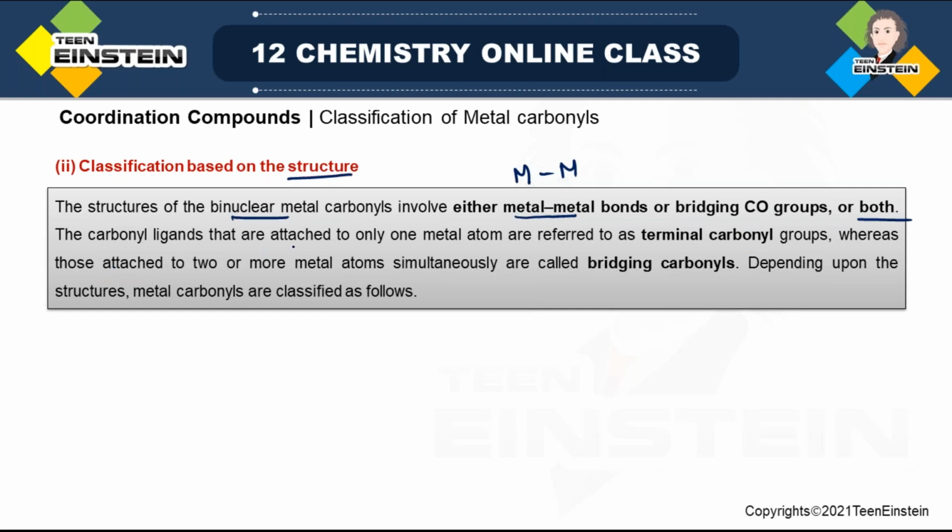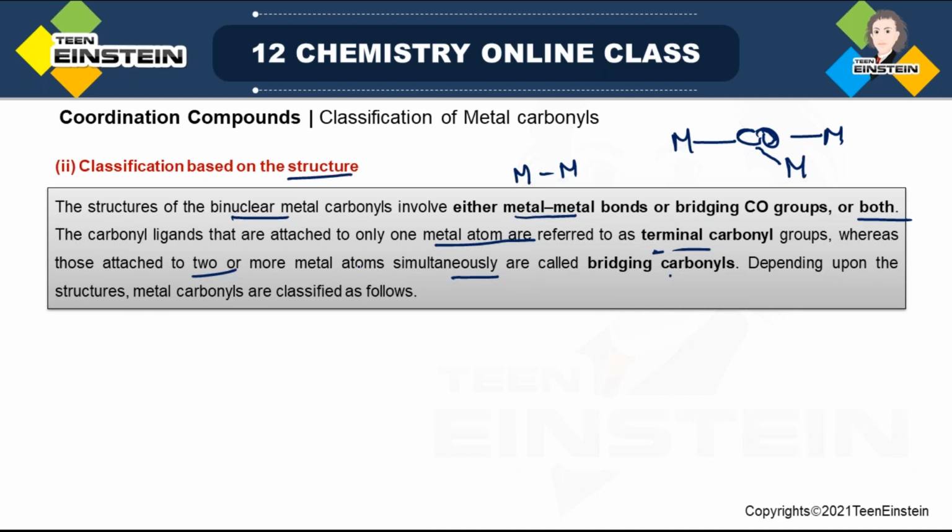The carbonyl ligands that are attached to only one metal atom are obviously not bridging. They are known as terminal carbonyl. But those attached to two or more metals are also possible simultaneously. They will be called bridging because they are basically helping to attach two sides, right? So it is attached to a minimum of two. It may be more than two, but a minimum of two must be there so that you can call it bridging.